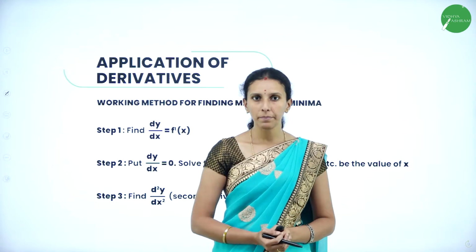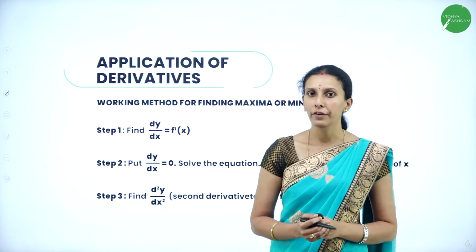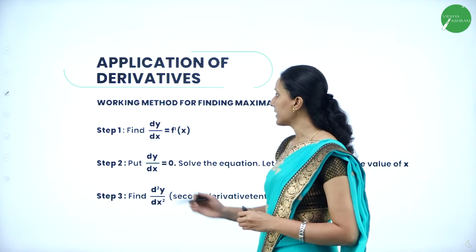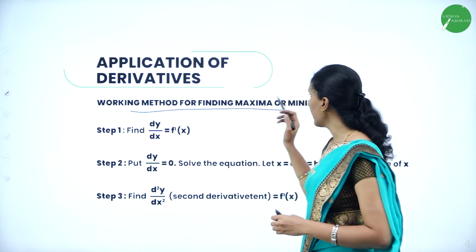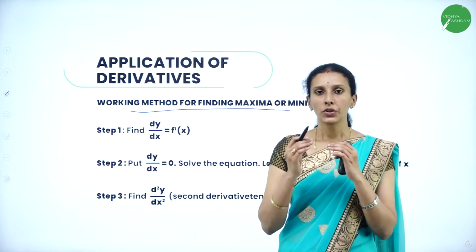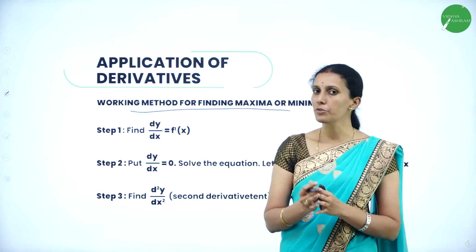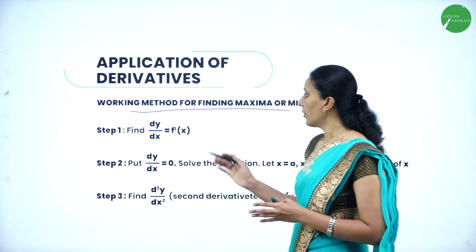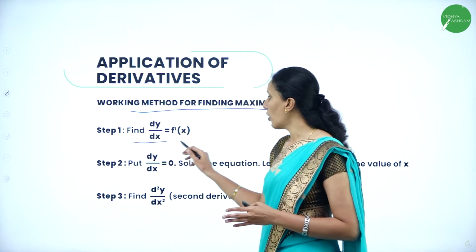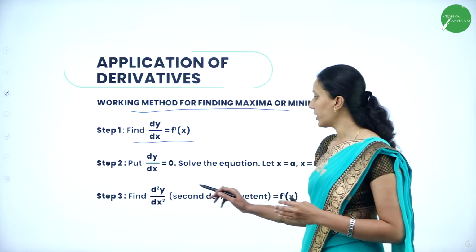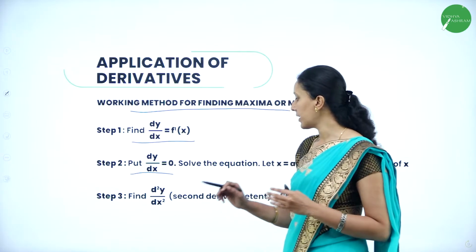So here are the steps which define the way to find the maxima or minima of a given function. Let's see it now. Working method for finding maxima or minima. Any function will be in the form of y is equal to f of x, or in terms of x and y separately. So step 1 is to find dy by dx, that is f dash of x. Step 2 is to put dy by dx is equal to 0.